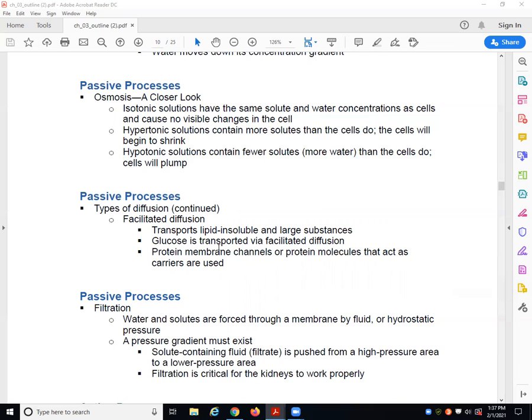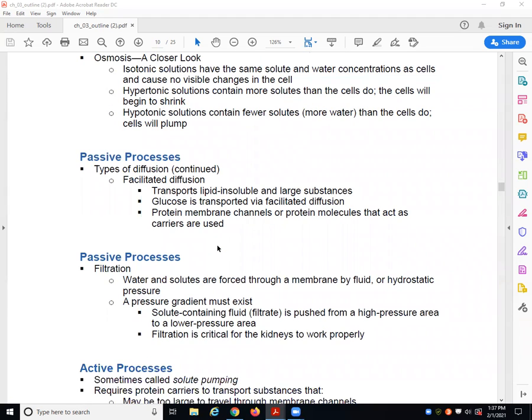Another type of diffusion we've got is facilitated diffusion. With facilitated diffusion, we're transporting lipid-insoluble and large substances. Glucose gets transported via facilitated diffusion. There's a facilitator involved. These protein membrane channels or protein molecules act as carriers, pick up the molecules and move them across the membrane.